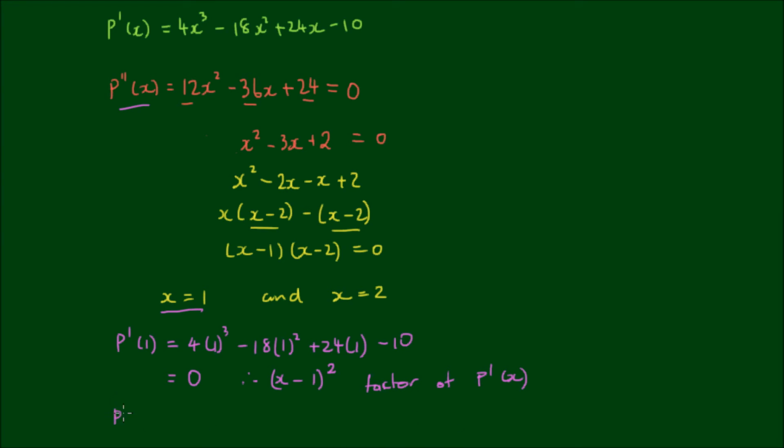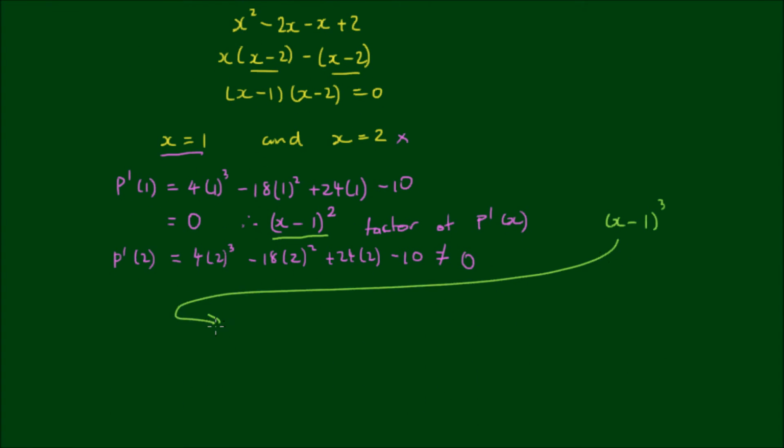Let's test if p prime of 2 is equal to 0, where we get 4 times 2 cubed minus 18 times 2 squared plus 24 times 2 minus 10, and you can satisfy yourself that this does not actually equal 0. So x minus 2 is not a factor of the first derivative. And okay, so if this x minus 1 squared is a factor of the first derivative, then it follows that x minus 1 cubed will be a factor of p of x.